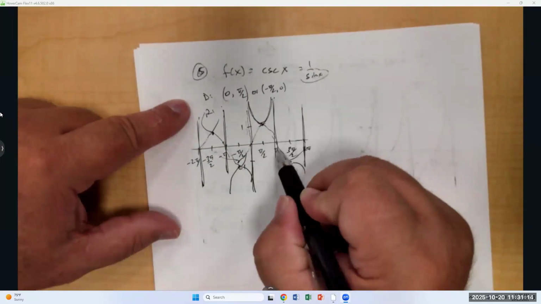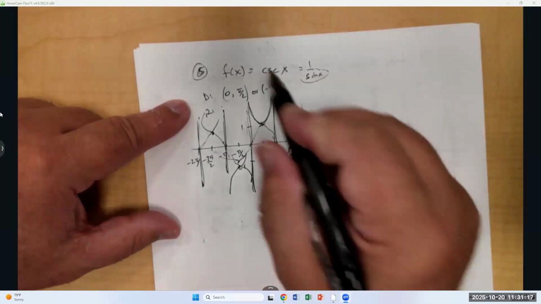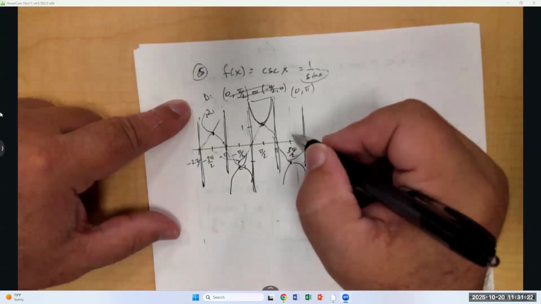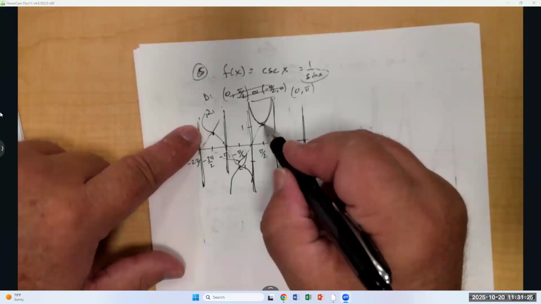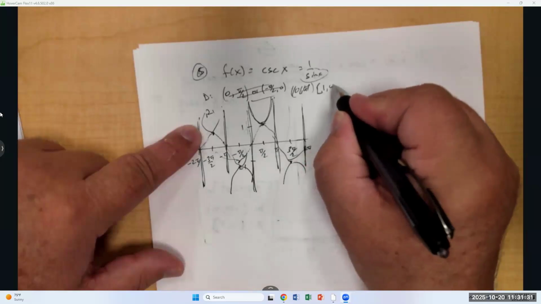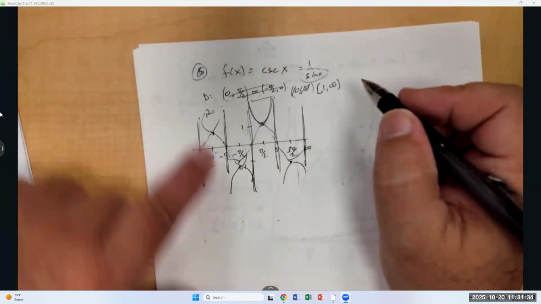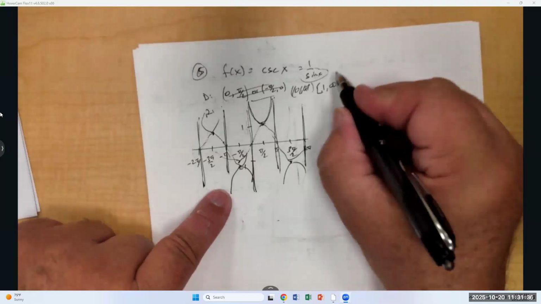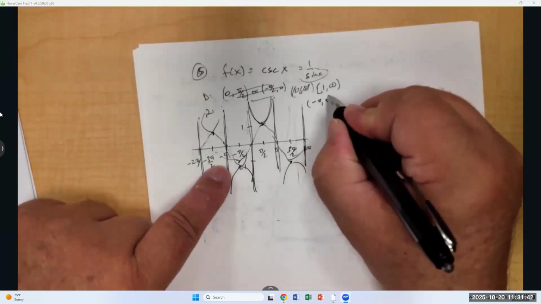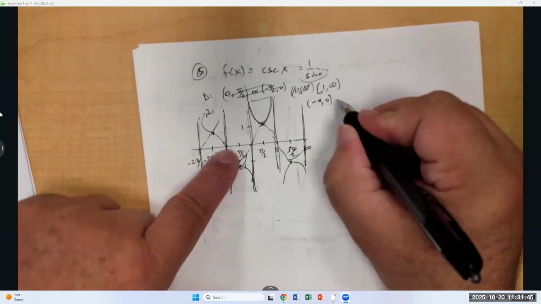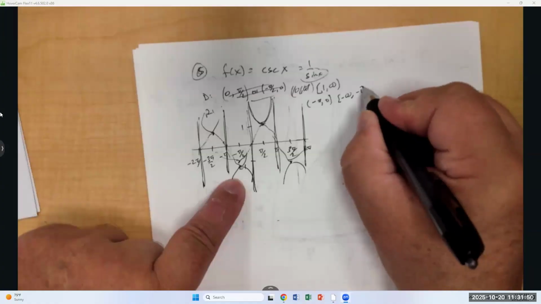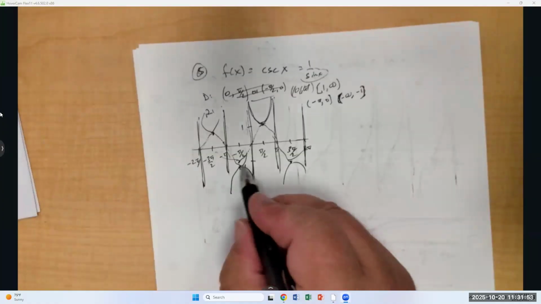So the domain is from 0 to pi, and the range is from 1 to infinity. Or if it's from negative pi to 0, the range is from negative infinity to negative 1, because we're down here.